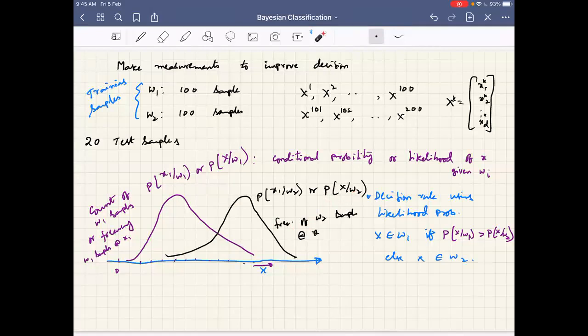Excuse me, sir. Since capital X is a vector, what does it mean when we say this probability is greater than this probability? Okay, capital X is a vector, fine. But what is P of X given omega 1 or P of X given omega 2? Is it also a vector? Shouldn't it be, sir? Because we'll have to calculate the probability for each of the features.